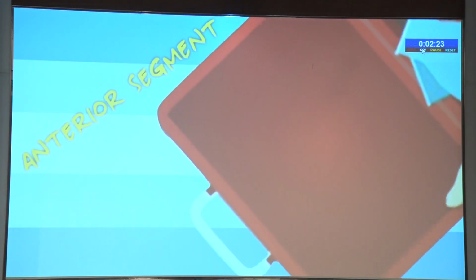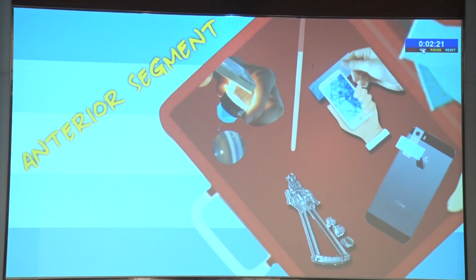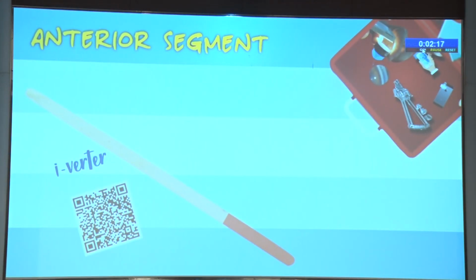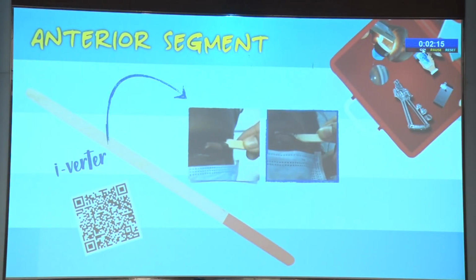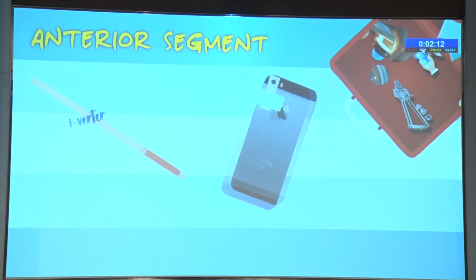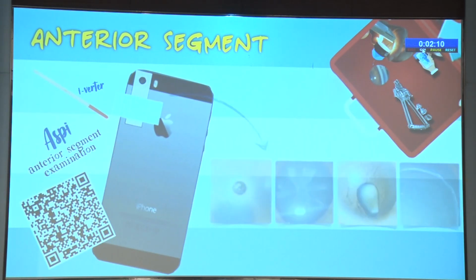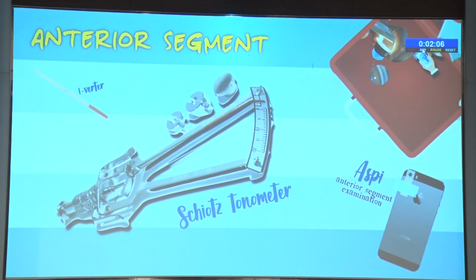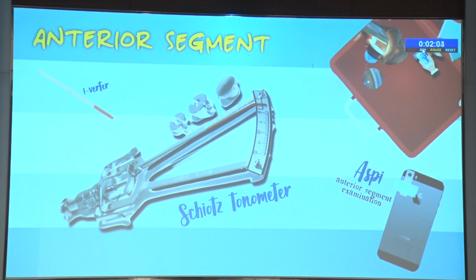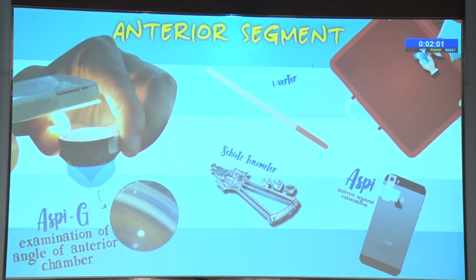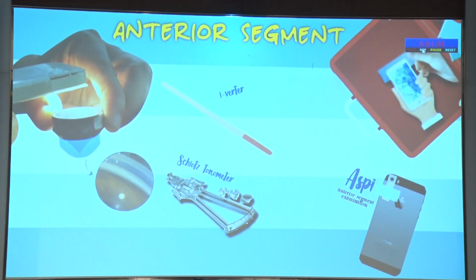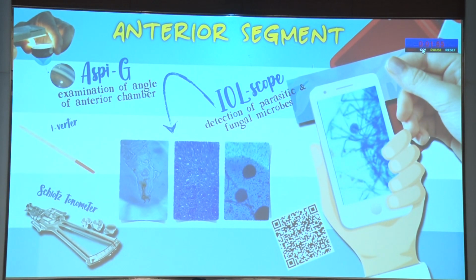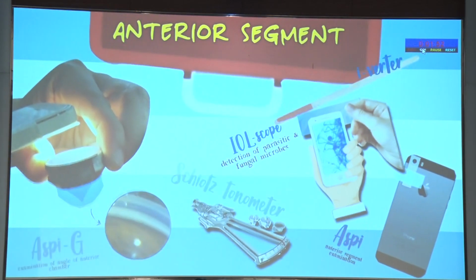Now we move on to the range of anterior segment examination tools. The first is the eye verter for lid diversion and examining superior tarsal conjunctiva, the ASPE or the anterior segment photography using intraocular lens for smartphone based anterior segment examination, Schiotz tonometry for IOP measurement, and ASPE Gonio for examination of angle structures. We also have IOLScope, an IOL based microscope for smartphone based detection of fungi and parasites.